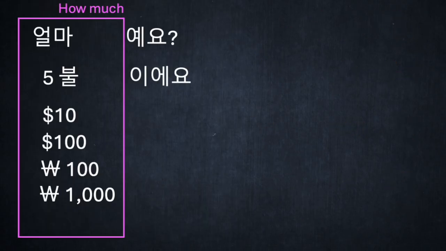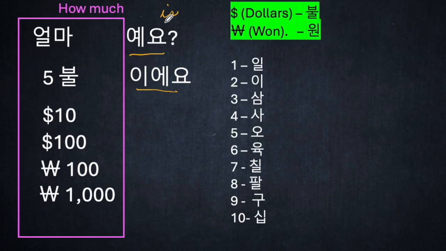Okay, so why am I teaching you this? Because we want to be able to read the price tag. 얼마예요? 예요 or 이에요, you know it means is. 얼마 means how much. So when we say 얼마예요, that means how much is it? And what you need to know is dollar. Dollars is called 불. 불.